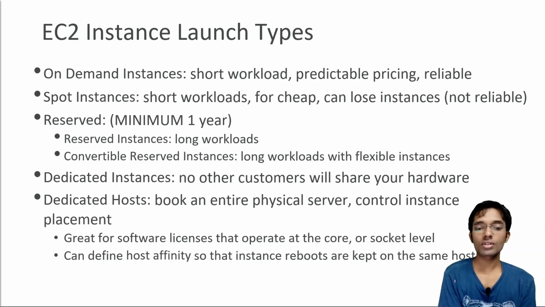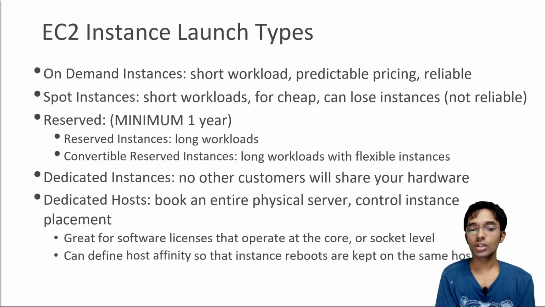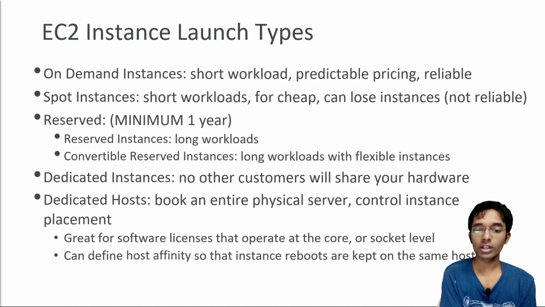to failures. Now, if you go for long workloads, you can go for the reserved instances, and it's a minimum of 1 year that you need to commit. And so you have different kinds. You have reserved instances for long workloads. You have the convertible reserved instances for long workloads where you have flexible instance types. And then we'll see in the next slide we have something better called savings plans.